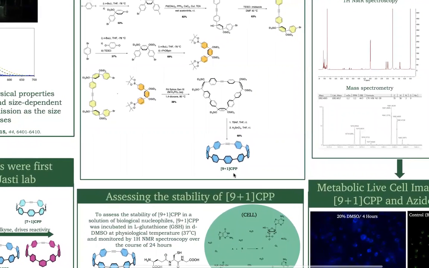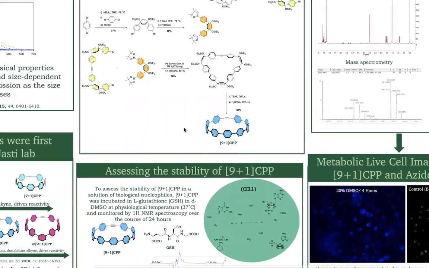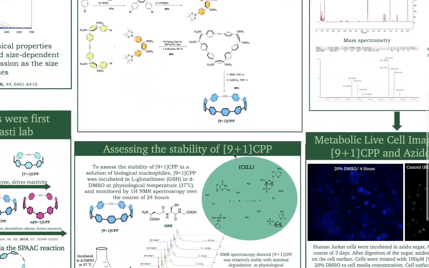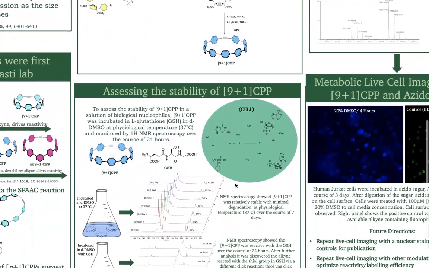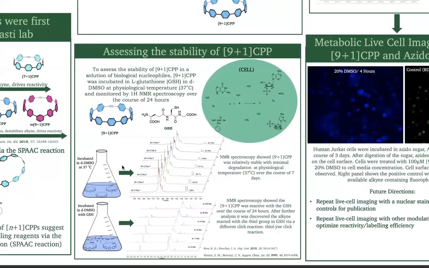I explored the 9+1 CPP in my study because, with all these modulations you can do on the structure, like I showed, the 9+1 CPP is a nice balance between something that's reactive, but also not unstable. And so I synthesized these for my experimentation as they're used for a biological fluorophore.